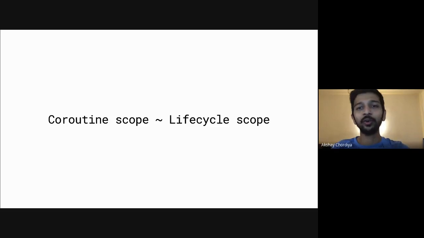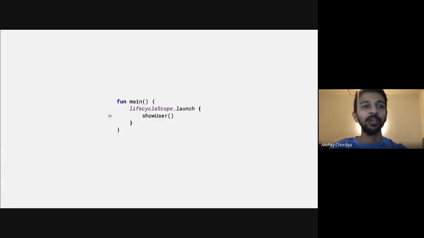For example, on Android we have an activity which has its own lifecycle, and this lifecycle scope of the activity can be associated with the coroutine scope. So let's look at an example to help understand this better. In order to call our show user suspend function from a normal function, we would need a coroutine scope. On Android, these scopes are already implemented, luckily, for us. For example, the lifecycle scope.